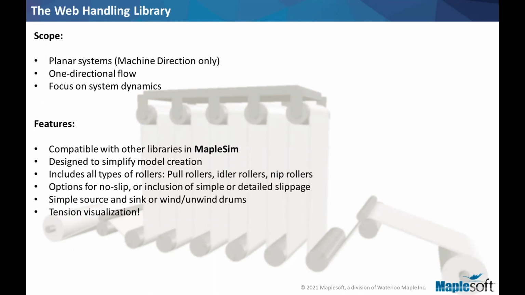The focus of the library is system dynamics. The library allows you to consider all sorts of different things regarding the dynamics of your system, how it comes to a steady state, and what transient it goes through. In terms of features, this library is compatible with the rest of the MapleSim libraries. So you have actuation, you can use an electric motor, or hydraulics, or other types of controllers and signals. You can bring them together to create a comprehensive and complex model.